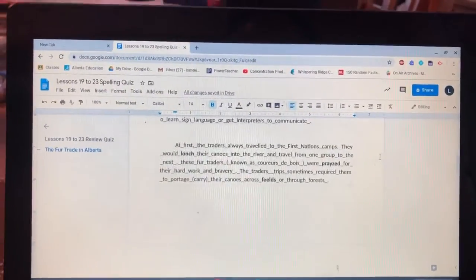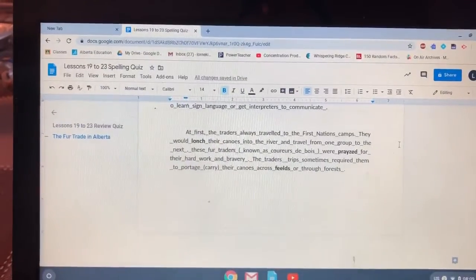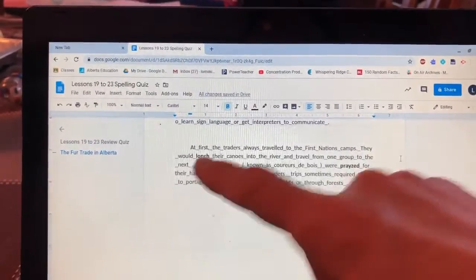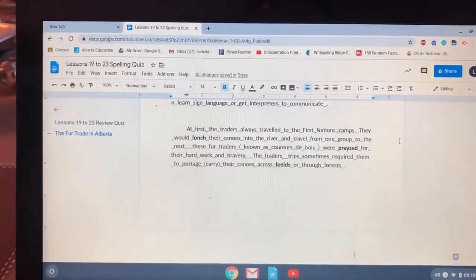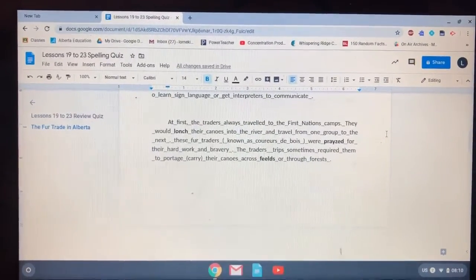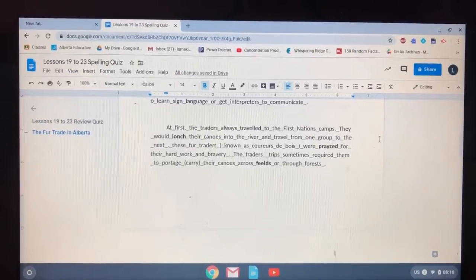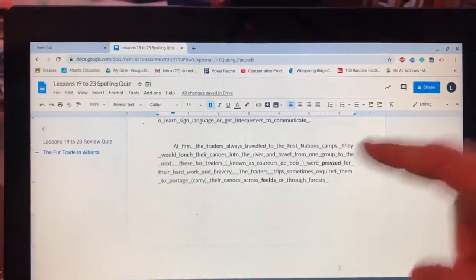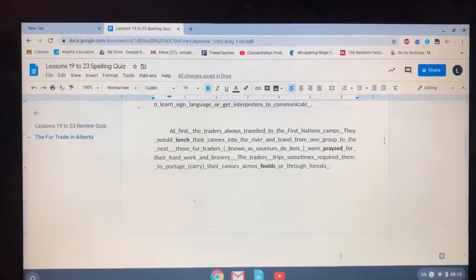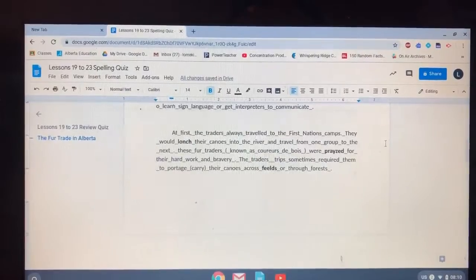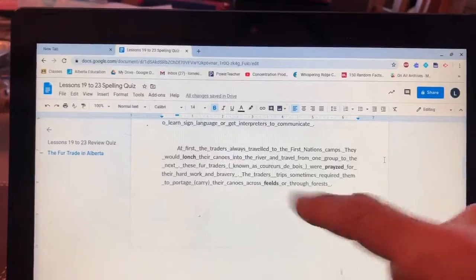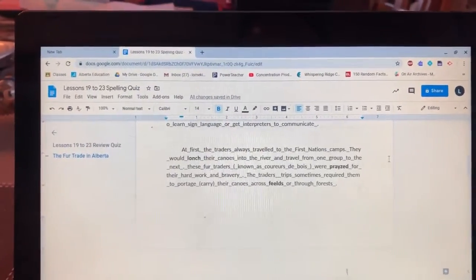Next paragraph. At first, the traders always traveled to the First Nations camps. They would launch, there's a word that's spelled wrong. Make it so it's right. They would launch their canoes into the river and travel from one group to the next. These fur traders, known as coureurs de bois, were praised. Praised is spelled wrong. Change it so it's right. Were praised for their hard work and bravery. The traders' trips sometimes required them to portage, carry their canoes across fields. Fields is spelled wrong. Across fields or through forests.